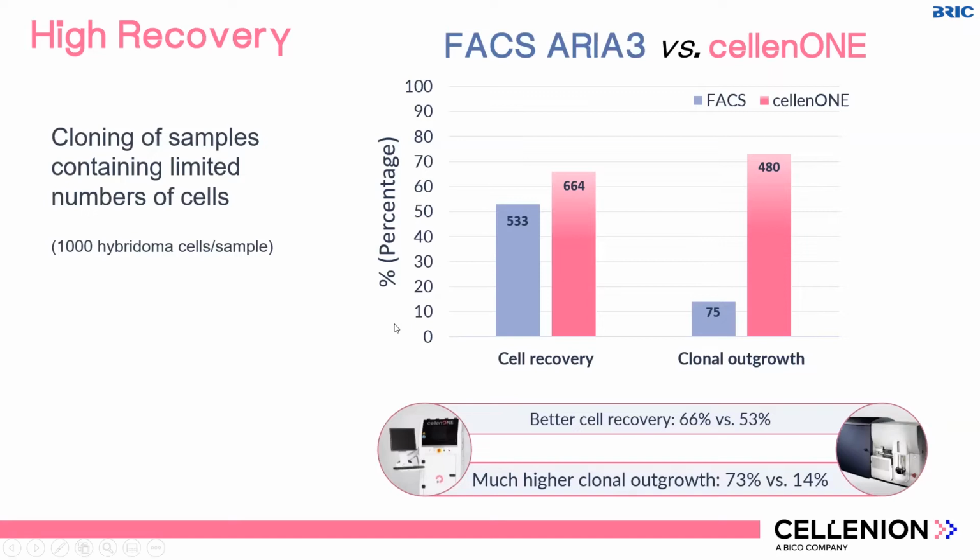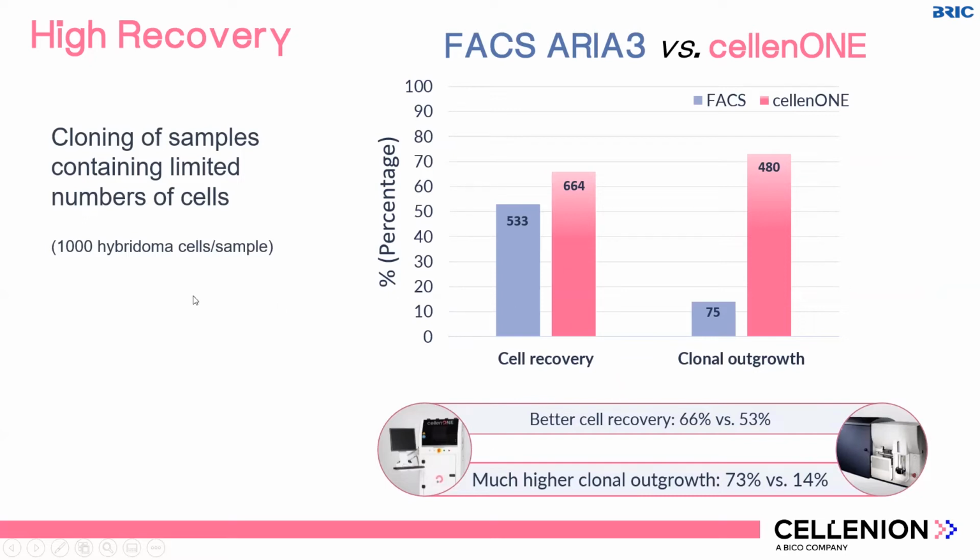At some large pharmaceutical company that were using the FACSARIA 3, they asked us to compare our device with it. And in this experiment, they supplied us with samples containing exactly 1,000 hybridoma cells. The goal of this experiment was to compare those two devices. And the first measurement that we did is how many wells were cloned, how many cells were cloned out of the 1,000 cells. So this is what we call the cell recovery.